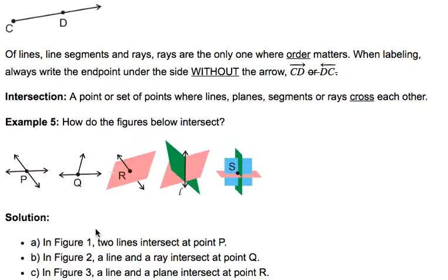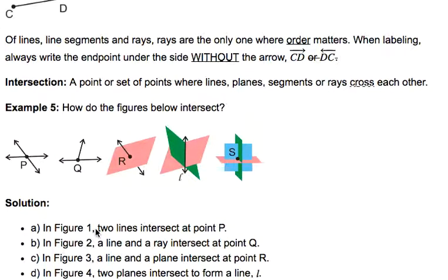So I want you to think about this almost like the binding of a book, okay? The binding of a book looks a lot like a line. Okay, in real life, it's a line segment, but if your pages were infinite, it would look more like a line as opposed to a segment. Okay, so in figure 4, 2 planes intersect to form a line, and in this case, we named it L.